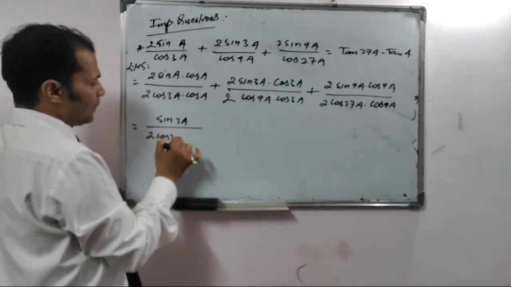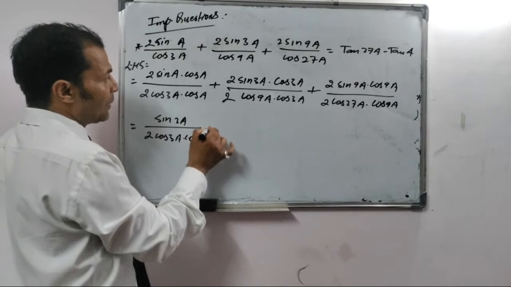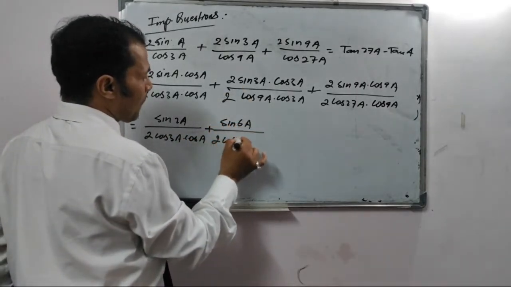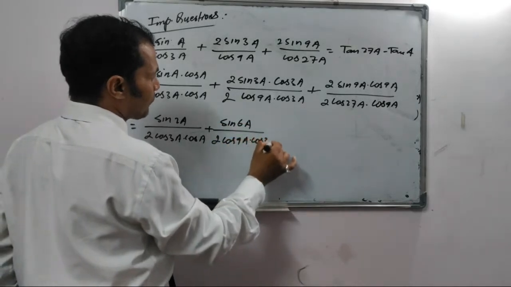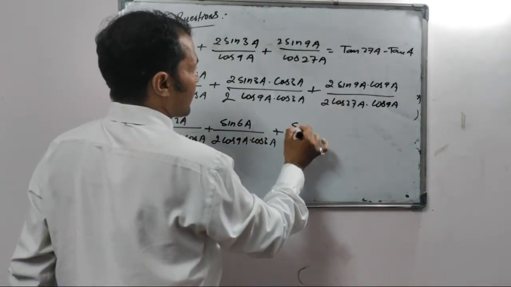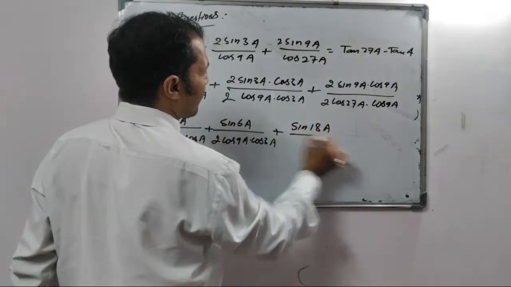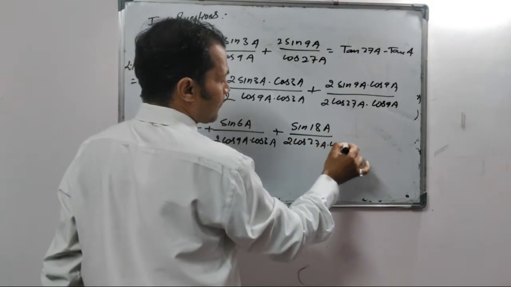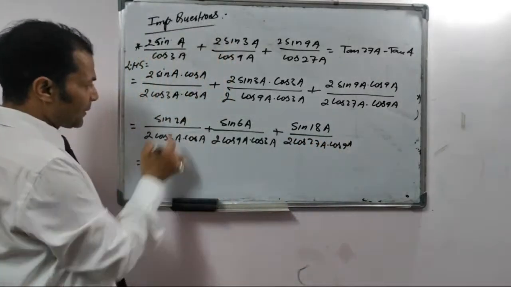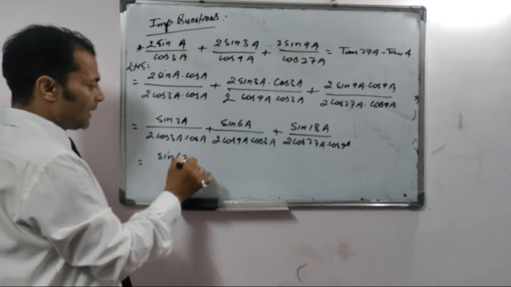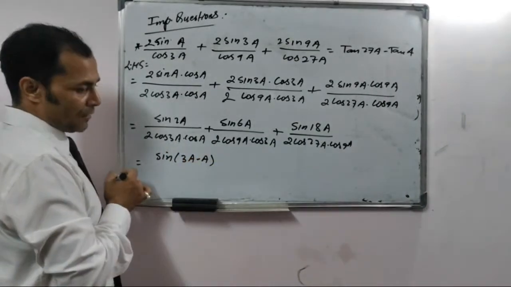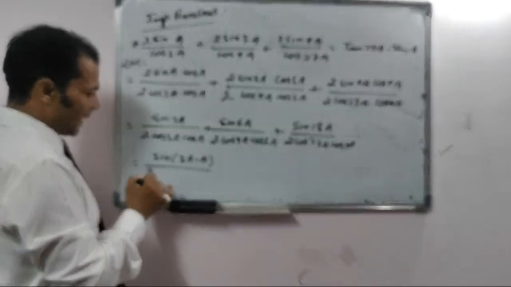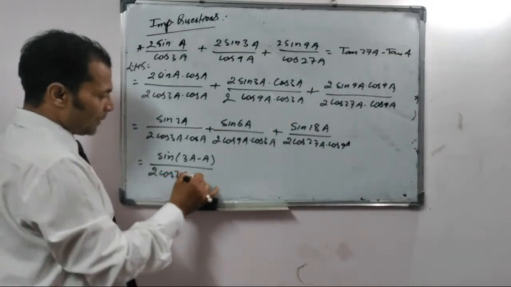2 cos 3a into cos a plus sin 6a by 2 cos 9a into cos 3a plus sin 18a, right, by 2 cos 27a into cos 9a. Now look here. What can we do with this? Write sin 2a as sin of 3a minus a. Doing this gives terms that cancel exactly, and it will be balanced. 2 cos 3a into cos a.